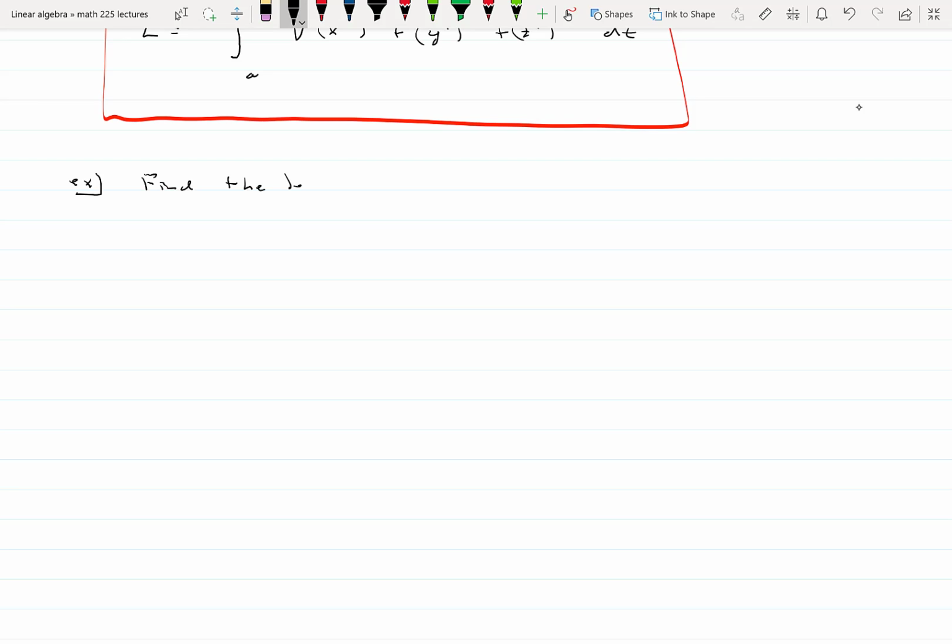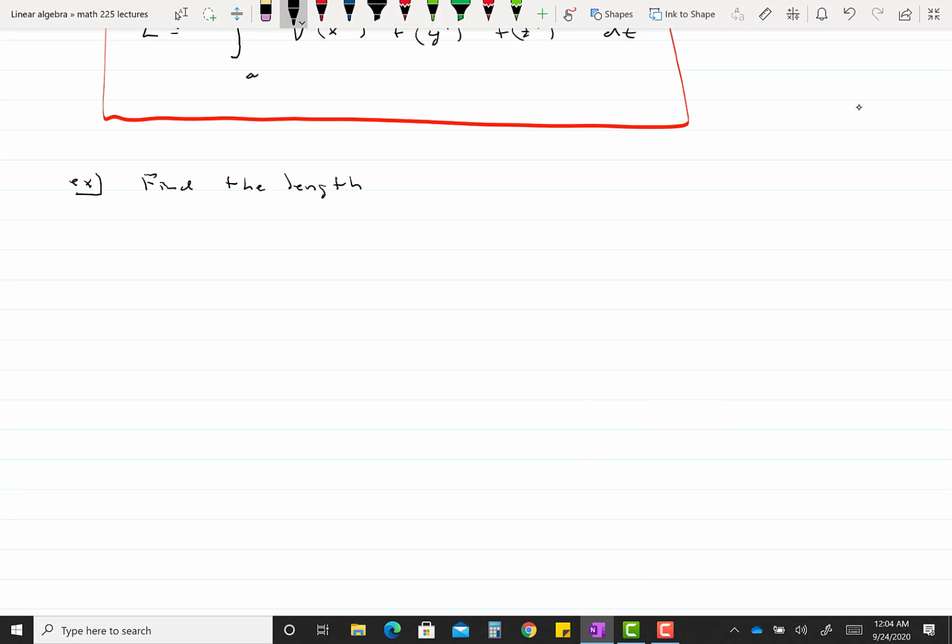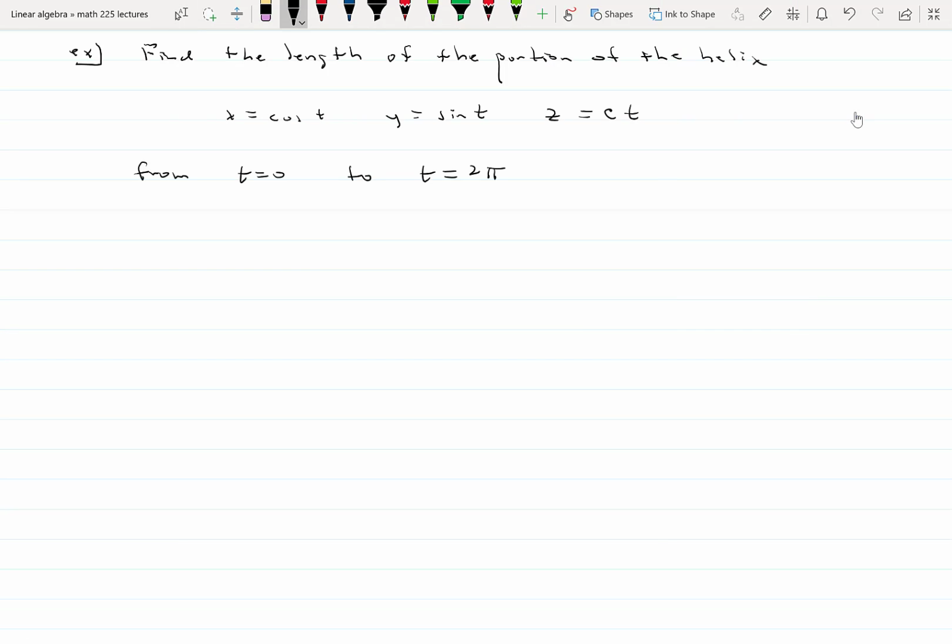Find the length. And I think I'll pause the video to write out the rest of the problem. See you in a second. So here's our problem. Find the length of the portion of the helix given by x equals cosine of t, y equals sine of t, and z equals some constant c times t, from t equals 0 to 2 pi.